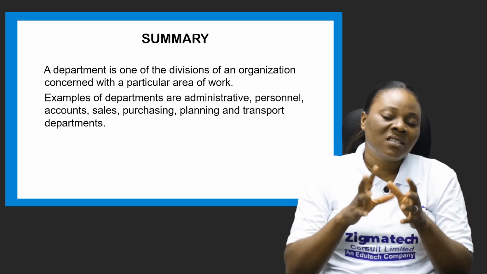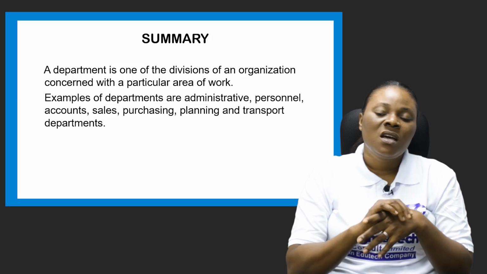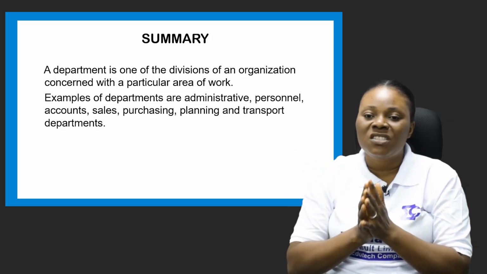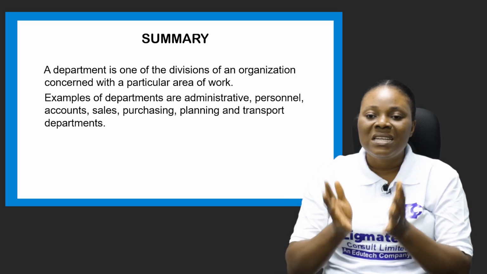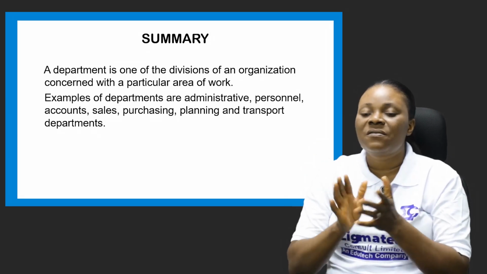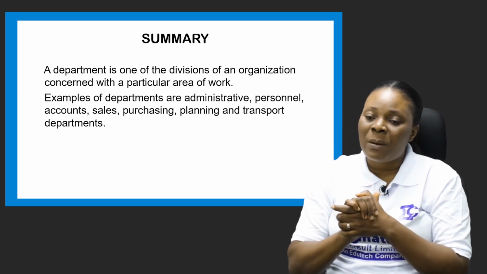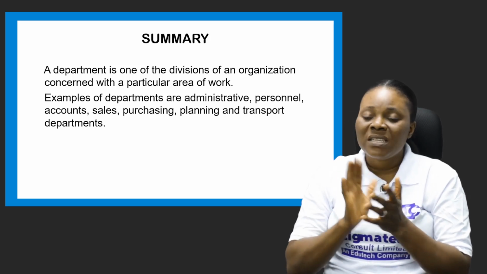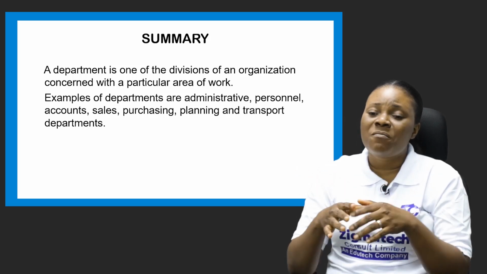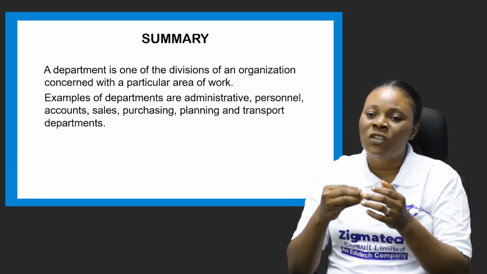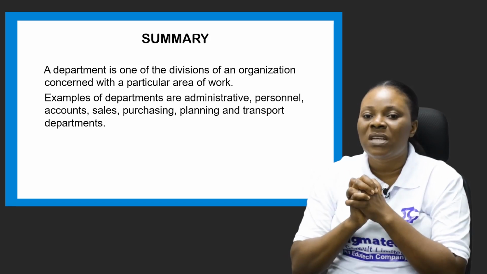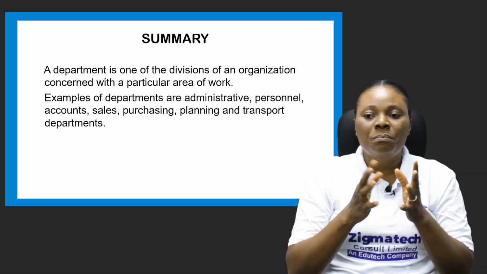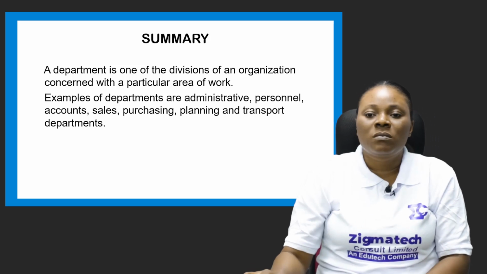We also looked at the sales department in charge of marketing or selling the goods or products of the organization. We looked at the purchasing department in charge of buying all the materials needed by the organization for effective running of the business. We talked about the planning department, which we also call the research and development department. They are in charge of planning. They are in charge of making research on how the goals of the organization can be achieved. And lastly, we looked at the transport department, in charge of the movement of people, goods, and services from one place to another. So with this, we come to the end of the lesson.